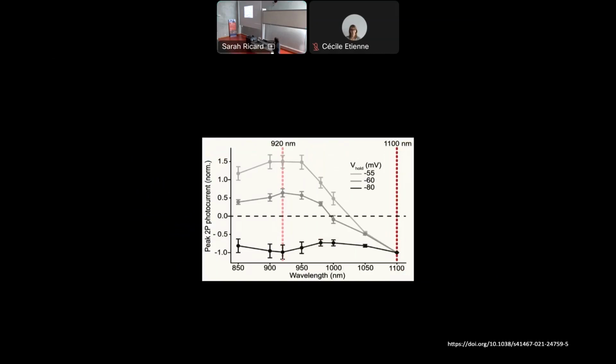So we can probe at many different wavelengths as well. At -80, we only generate inhibitory currents, whereas at -55, at -60, we basically get this action spectrum. This tells you what you're doing to the neuron as a function of the wavelength that you shine. And the reason that we chose 920 and 1100 nanometers is because the peak inhibition occurs at 920 nanometers, and the peak excitation at all holding potentials occurs at 1100.